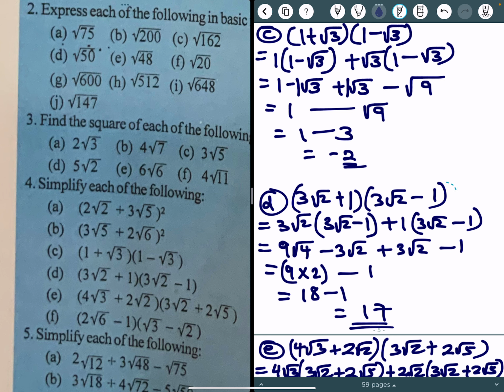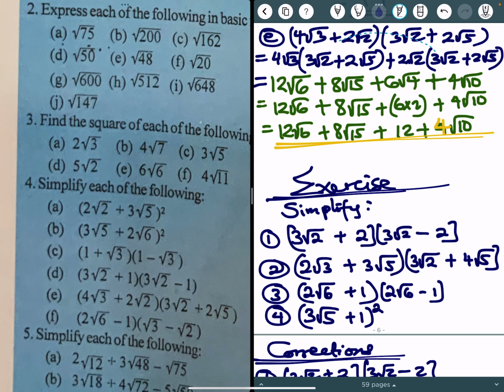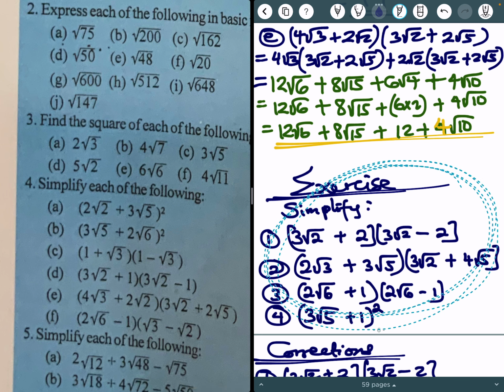So D is the same. E is the same. I've done everything here. You check it very well, and do this exercise. Do this as your classwork or exercise.